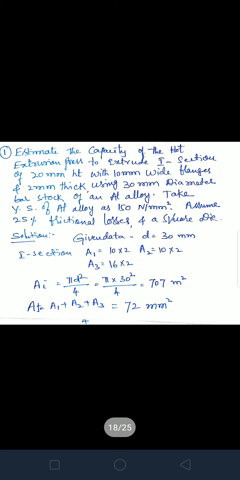Now we will solve some numerical problems. First problem, read it thoroughly. Estimate the capacity of the extrusion press to extrude an I section of 20 mm height with 10 mm wide flanges and 2 mm thickness using 30 mm diameter bar stock of an aluminium alloy. Take the yield strength of the aluminium alloy as 150 Newton per millimeter square. Assume 25% friction losses and a square die.